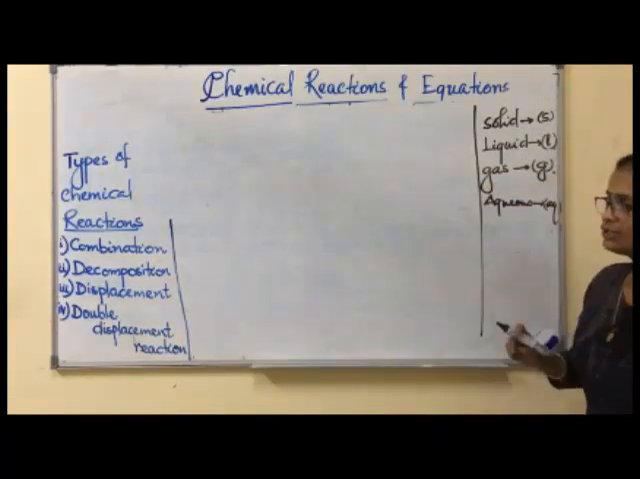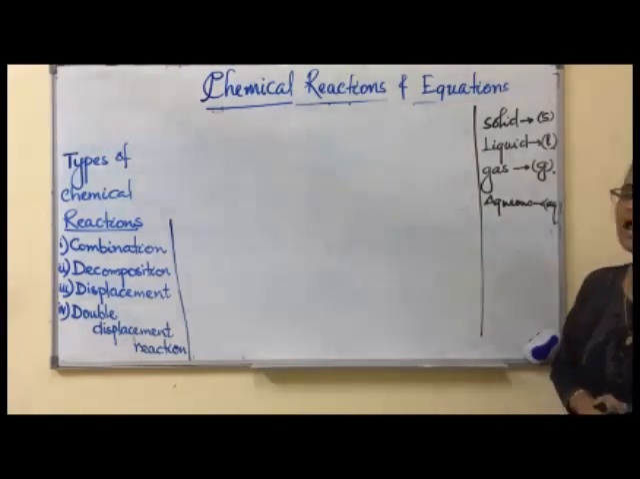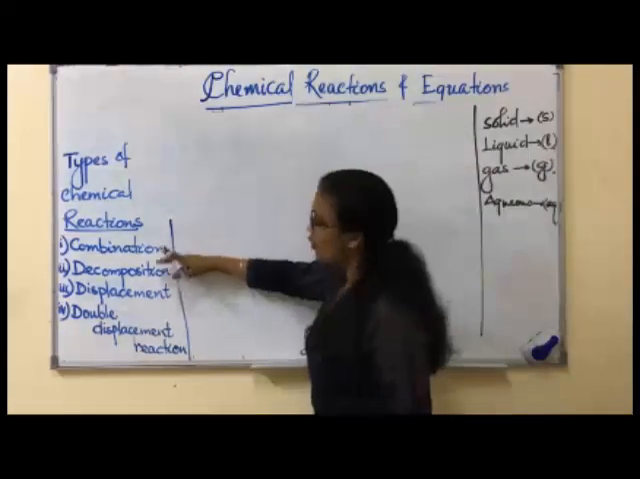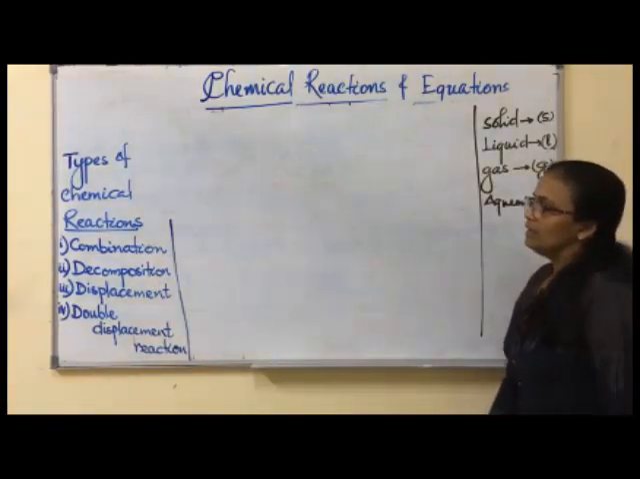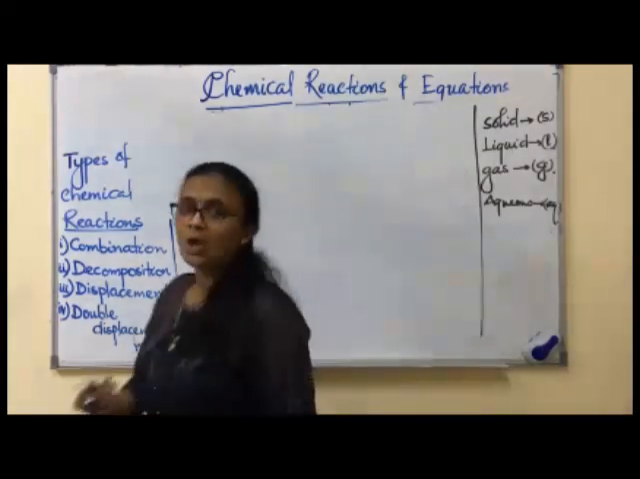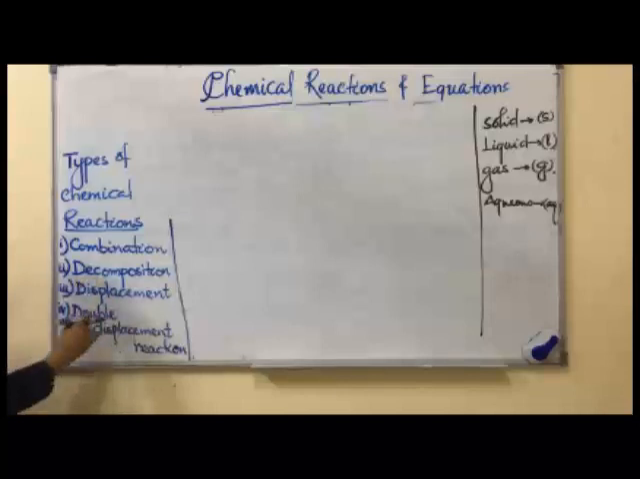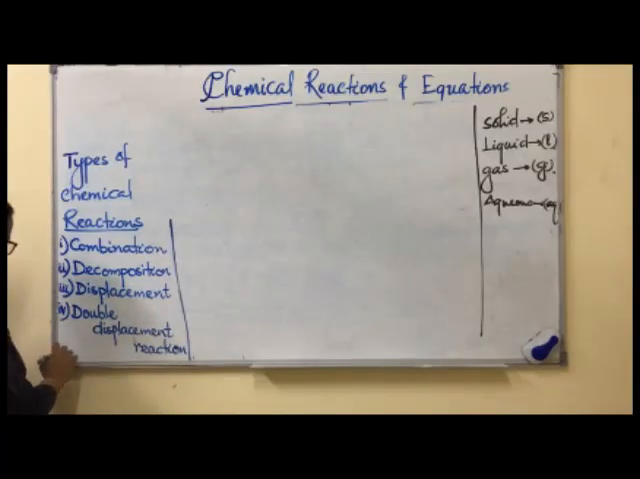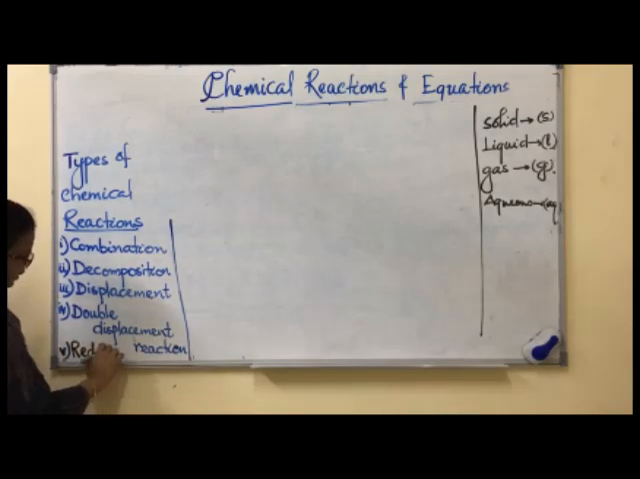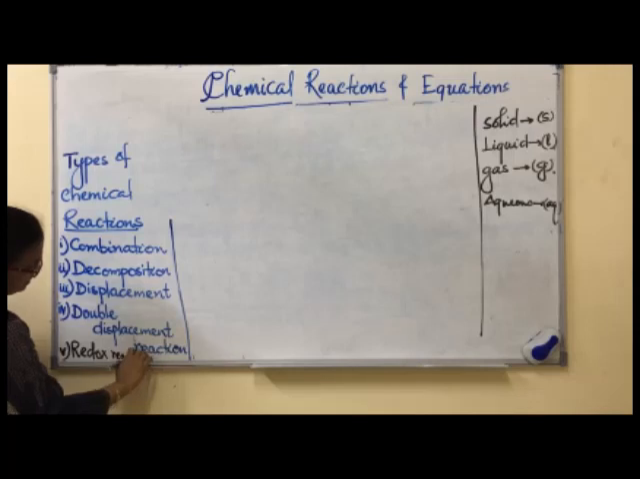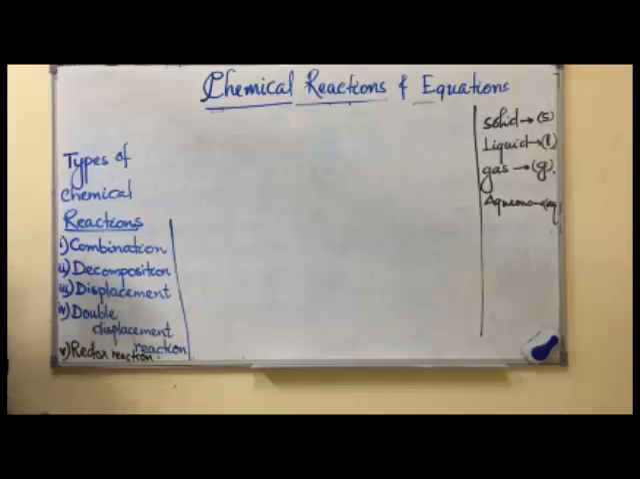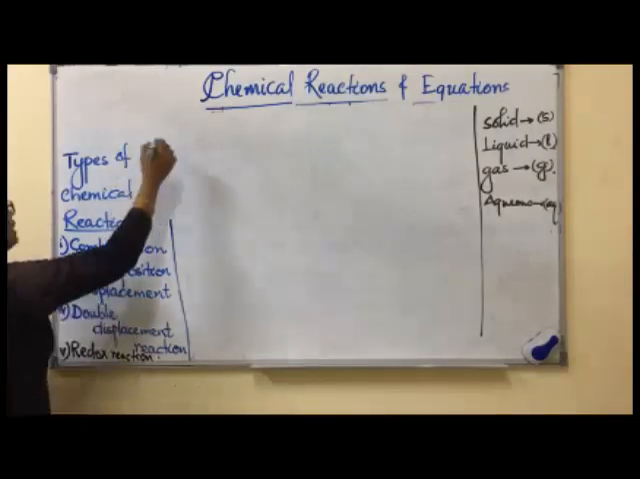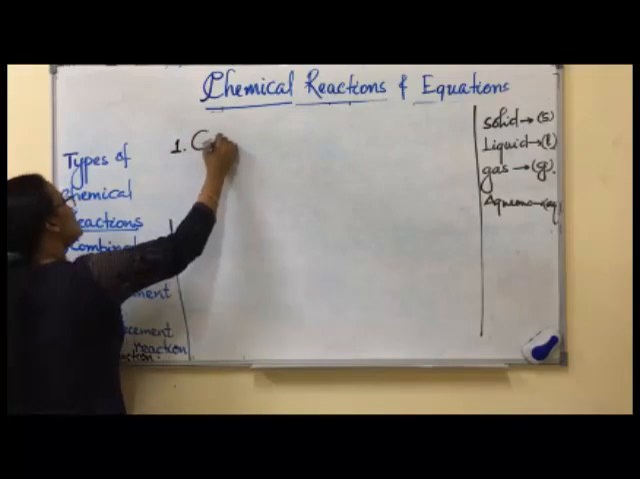They are combination, decomposition, displacement and double displacement. These are the four different types of chemical reaction we should discuss here. One more is the redox reaction. The redox reaction we can study in a different topic, but even though, I am including that redox reaction also here. So, combination, decomposition, displacement, double displacement and redox. So, here I am discussing a combination reaction.